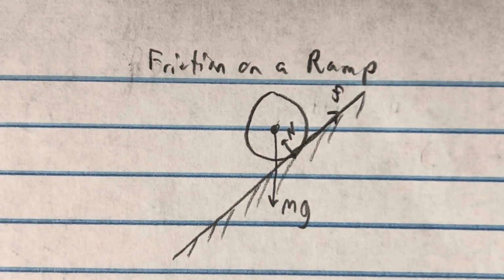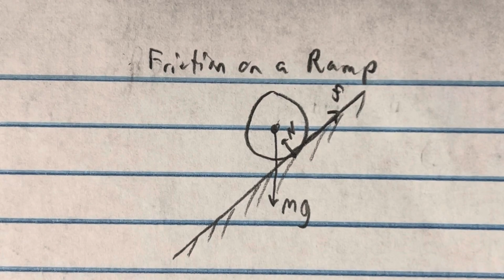Hello, my name is Brian Harrison, and today we will be evaluating the effects of friction on a cylinder on a ramp. The experiment will involve rolling a cylinder down a ramp and measuring the time it takes to move from the top of the ramp to the bottom of the ramp.